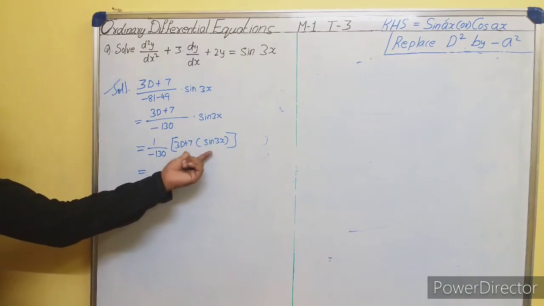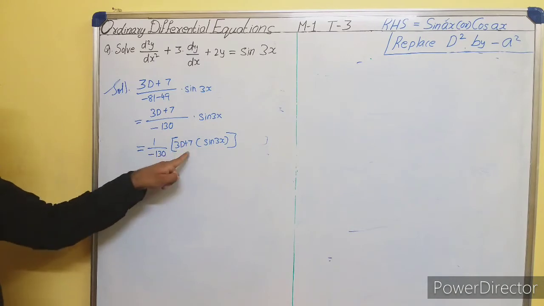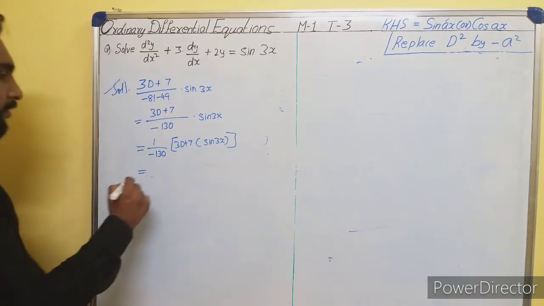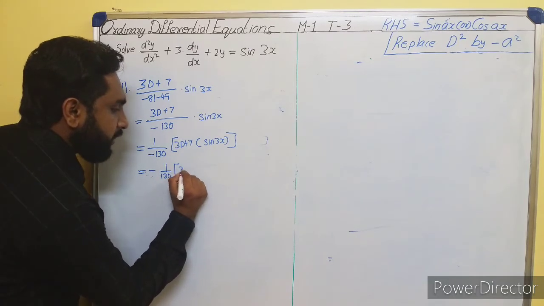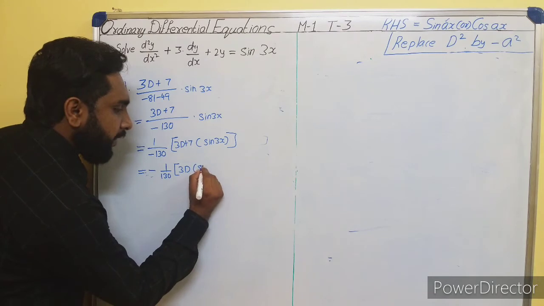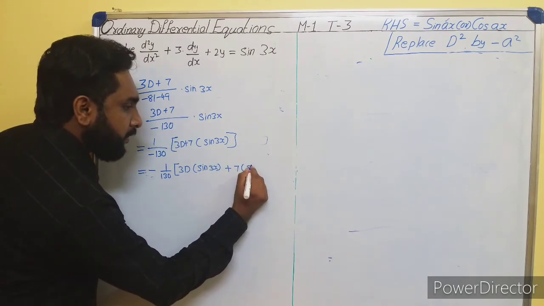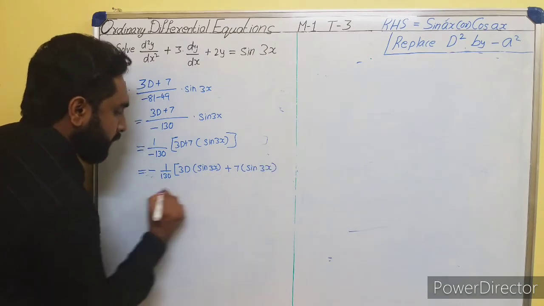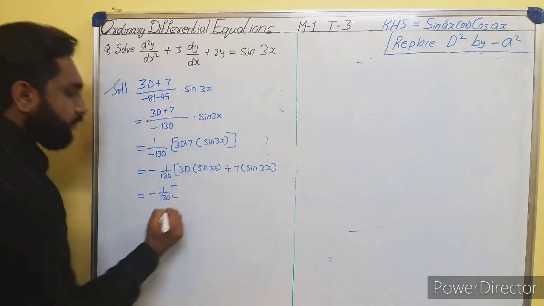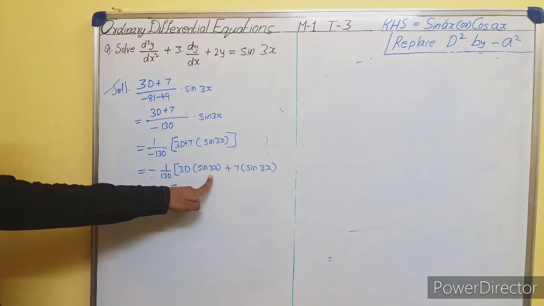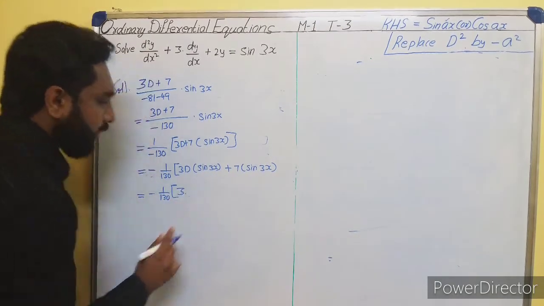So let's divide 3D plus 7 into sine 3x. That means we can divide it individually: 3D into sine 3x plus 7 into sine 3x. Minus 1 by 130 into 3D into sine 3x plus 7 into sine 3x. That is equal to minus 1 by 130 into 3D into sine 3x. Okay, let's write 3 individually as it is.